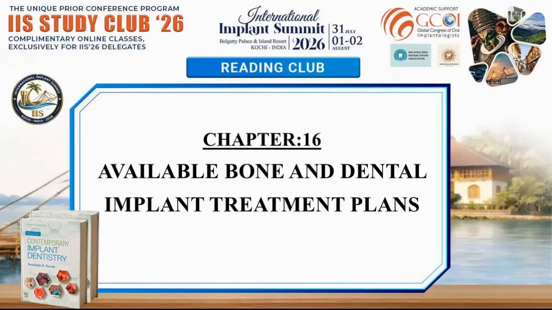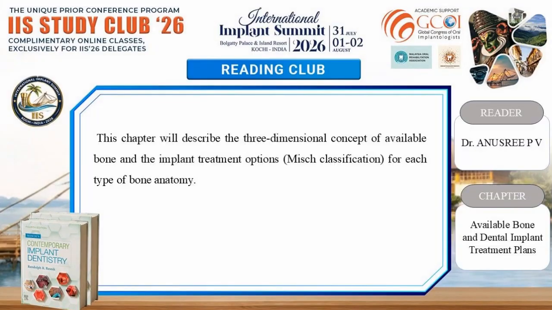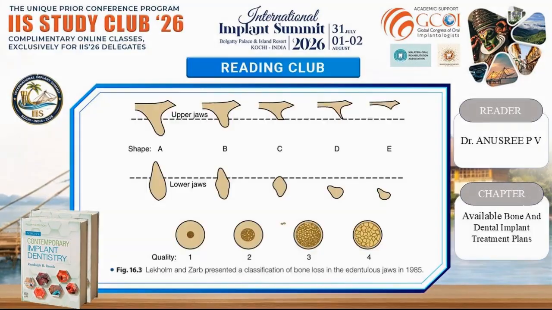Next, we are moving to chapter 16, that is available bone and dental implant treatment plans. This chapter will describe the three-dimensional concept of available bone and the implant treatment options for each type of bone anatomy. Here, figure 16.3 denotes the Lekholm and Zarb classification of bone volume in 1985 for residual jaw morphology. It's related to insertion of Brånemark fixture. They describe 5 stages of jaw resorption ranging from minimal to extreme.